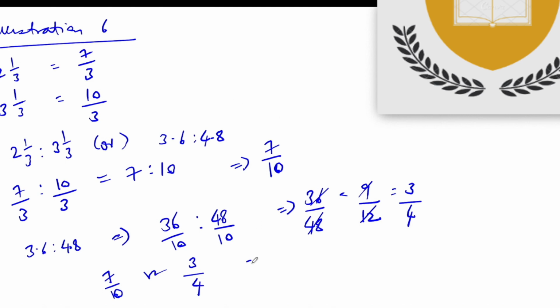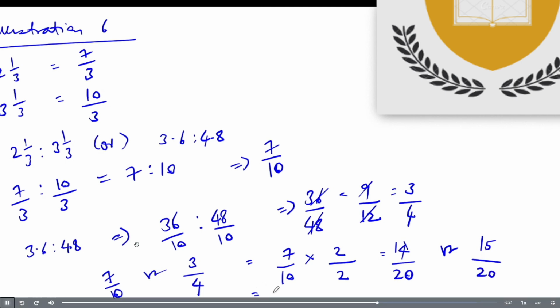So we can write this as 7 by 10. If you want to get 20, you have to multiply 10 by 2, so 7 into 2 by 2 is 14 by 20, versus 3 by 4. If you want to get 20, you have to multiply 4 by 5. 3 5s are 15, so 15 by 20. So it is going to be 14 versus 15.